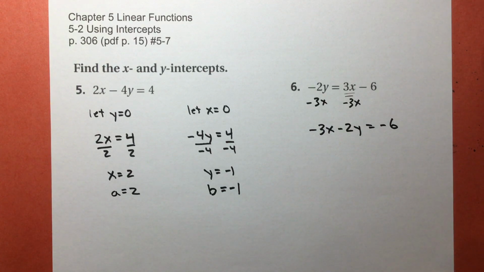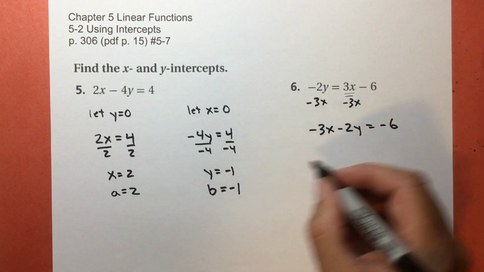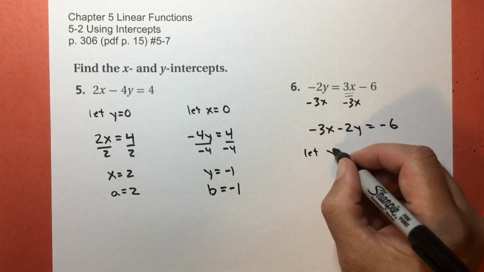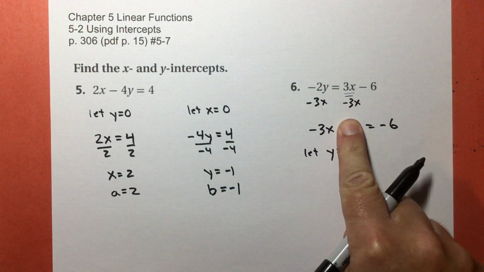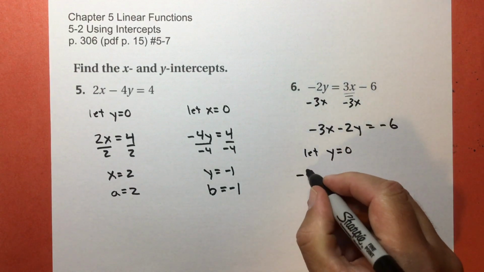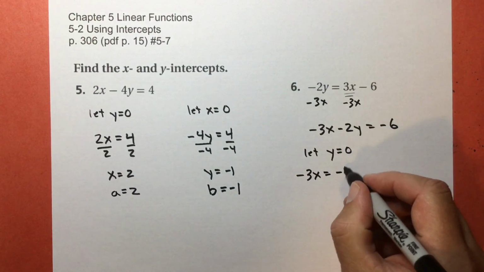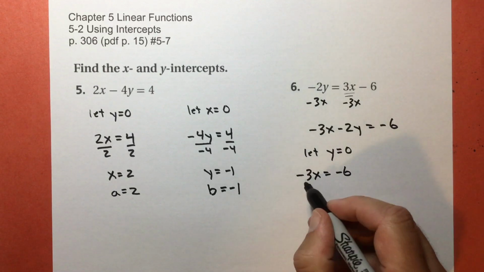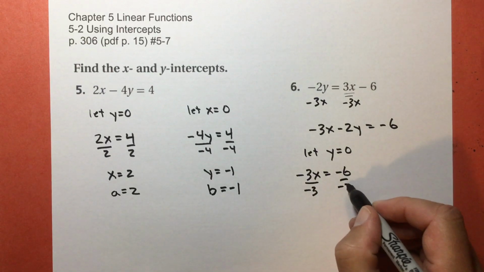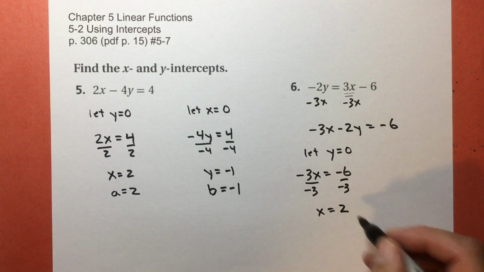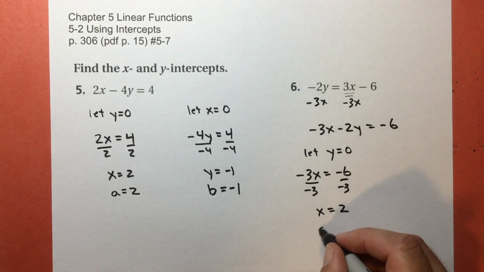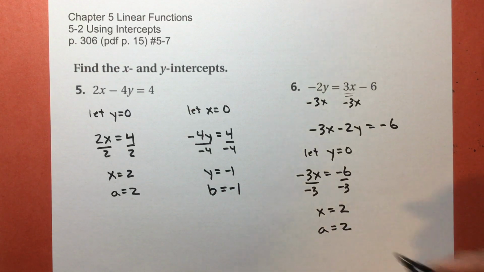Don't panic about it. So just like last time, I'm going to let y equal 0. That's going to make this go away, and I get negative 3x equals negative 6. x equals negative divided by negative is a positive. x equals positive 2. So my x-intercept is 2.